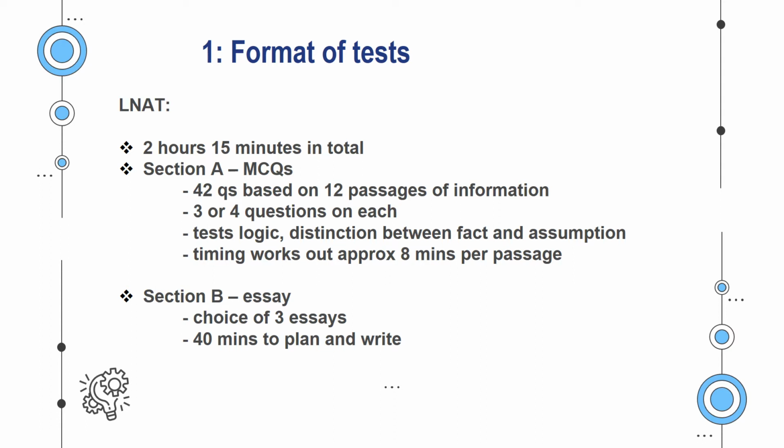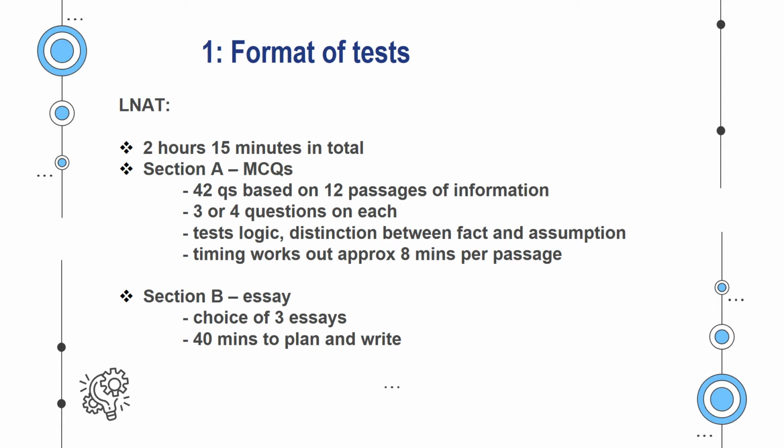So section A is your multiple choice questions section. And you have 42 questions to answer based on information that you need to digest. So you're given 12 passages of information. Obviously, you read one and then answer the questions relating to that passage and then move on to the next one. And you'll have 3 or 4 questions on each passage.